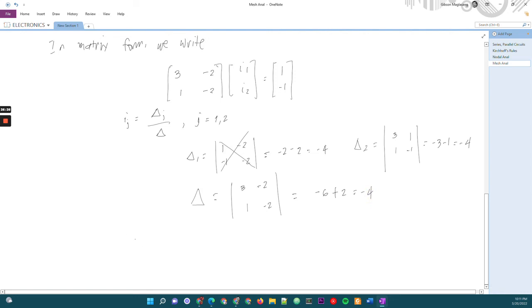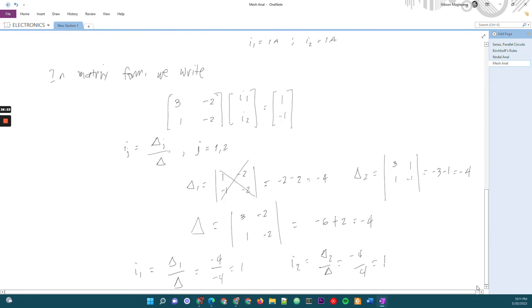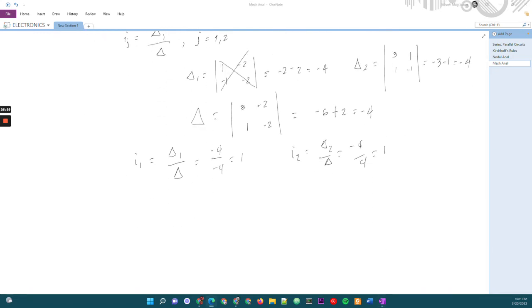So we can now solve for I1. So that is I1, delta 1 over delta. Okay, so we have -4 divided by -4, that's 1. And then for I2, have delta 2 over delta. So -4 over -4, that's 1. So the same as akong mga process, the same result, right? Lahat lang siya nga method. Okay, so that's it for the Cramer's rule.